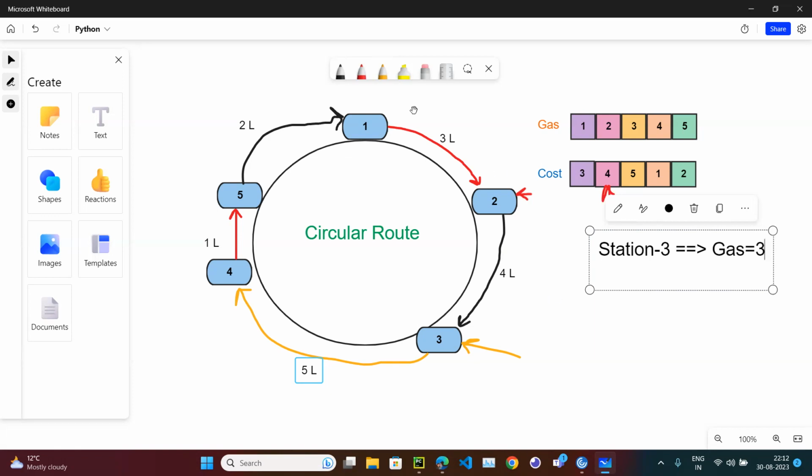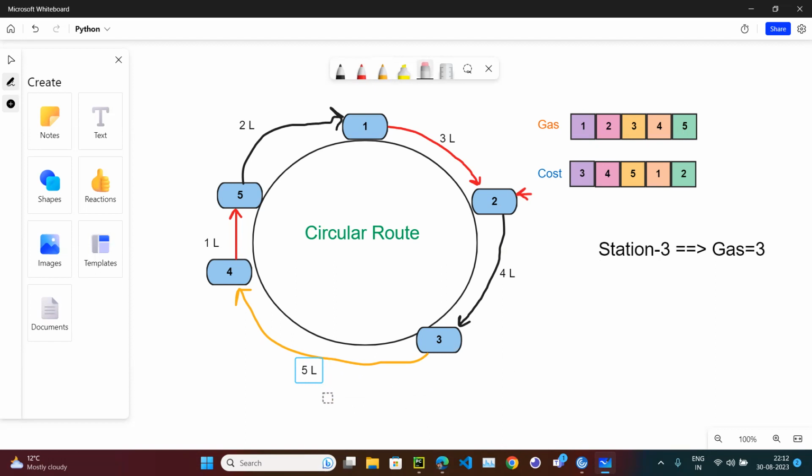Now let's start moving. And here our gas is going to finish. Why? Because to travel from here to here, we need 5 liters of gas, but we have only 3 liters. So our car is going to stop here. So it means 3 is also not the starting point.